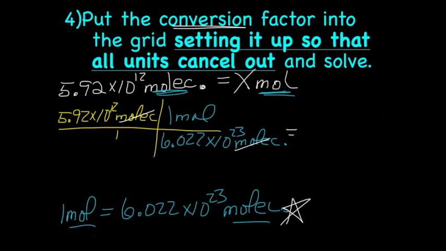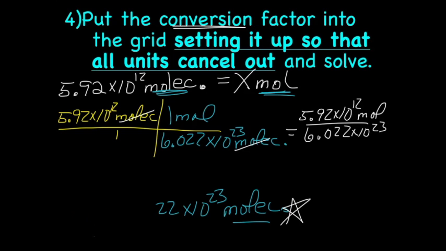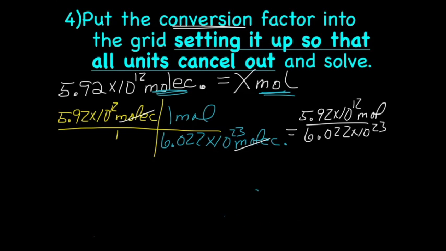Okay. And then to solve, we multiply across the top. So 5.92 times 10 to the 12th times 1 mole is going to give us 5.92 times 10 to the 12th mole over 6.022 times 10 to the 23rd. Let's get rid of this so we have a little bit more room to work.